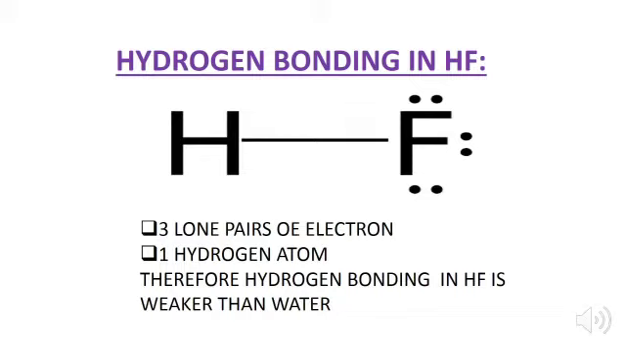Now let's talk about the hydrogen bonding in hydrogen fluoride. Now look at the structure of hydrogen fluoride. Here it has 3 lone pairs of electrons and 1 hydrogen atom. Therefore, the hydrogen bonding in hydrogen fluoride is weaker than that of water.